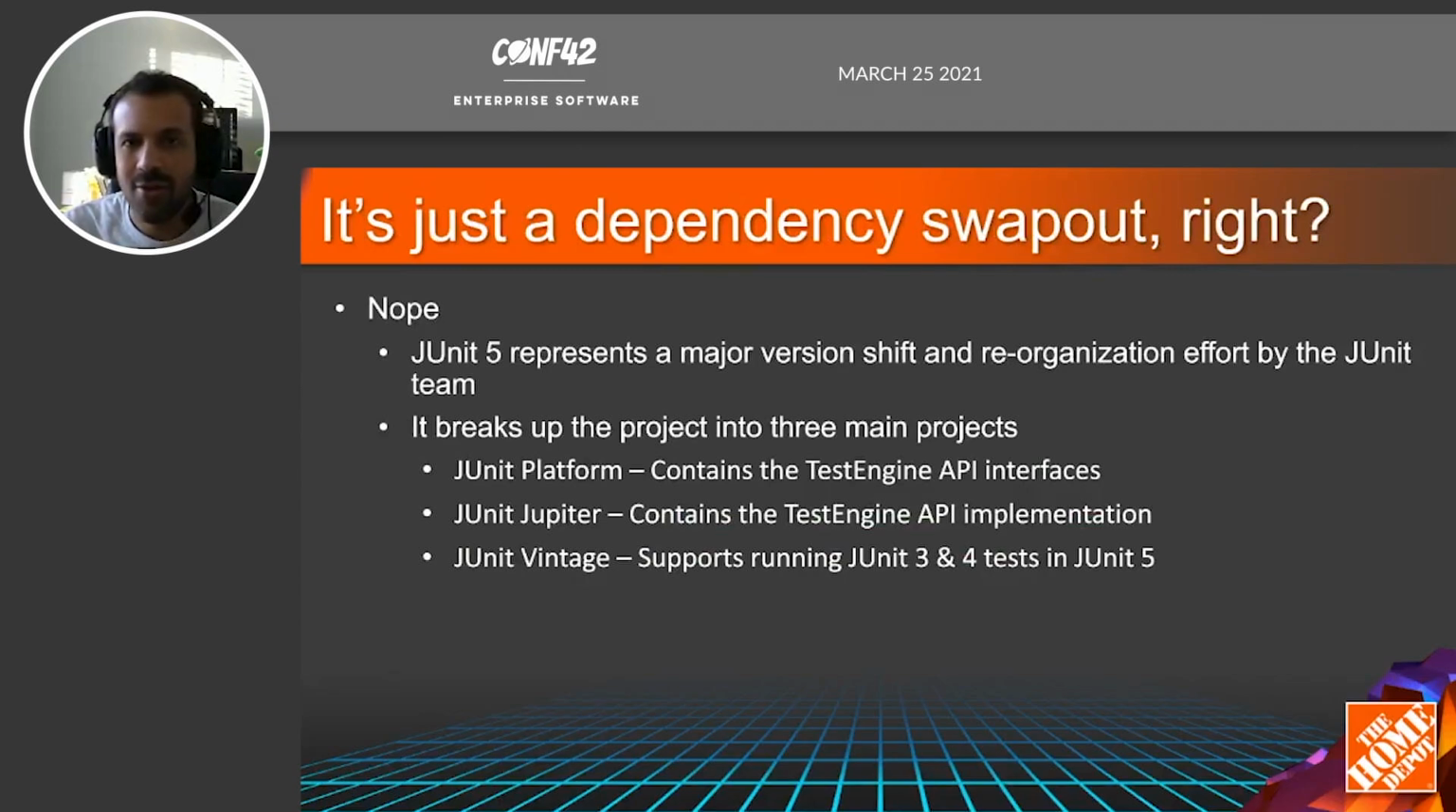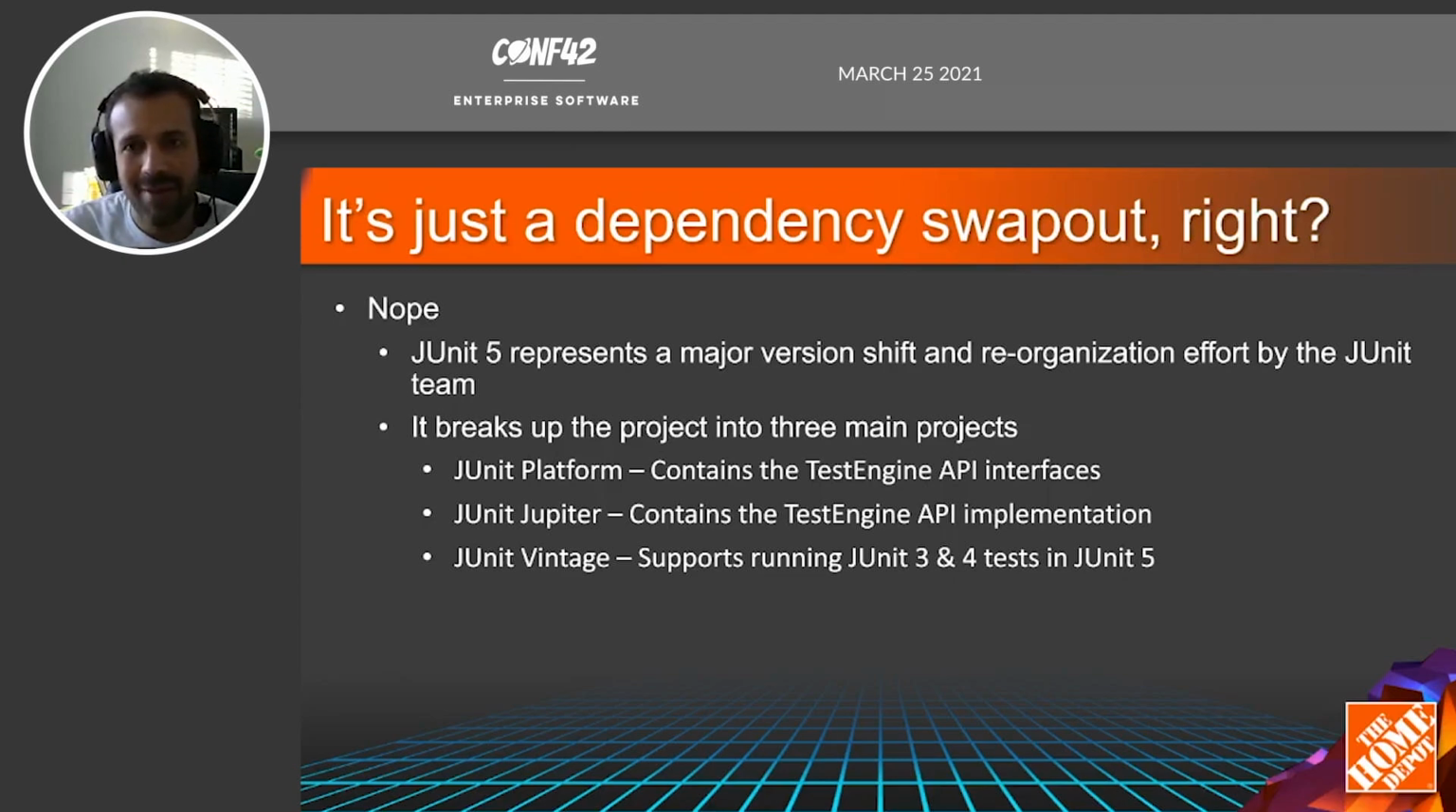So, first question, it's just a dependency swap out, right? No. JUnit 5 represents a major version shift and reorganization effort by the JUnit team. It actually breaks it down into three main projects now. You have the JUnit Platform, which includes the test engine API interfaces, as well as JUnit Jupiter, which contains the actual implementation. Again, this follows best software practice of decoupling the interfaces from the implementation so changes can be made in the future while not breaking compatibility. And then JUnit Vintage, which supports running JUnit 3 and 4 tests in JUnit 5.